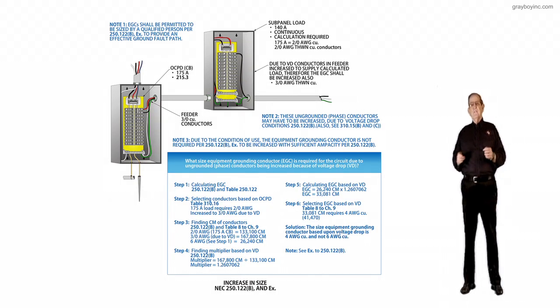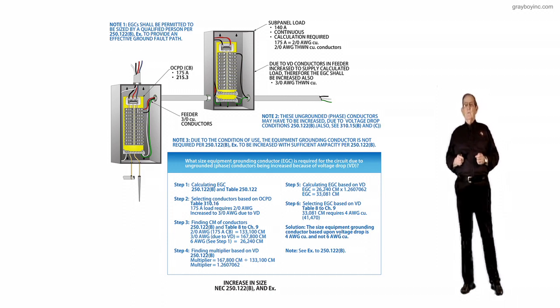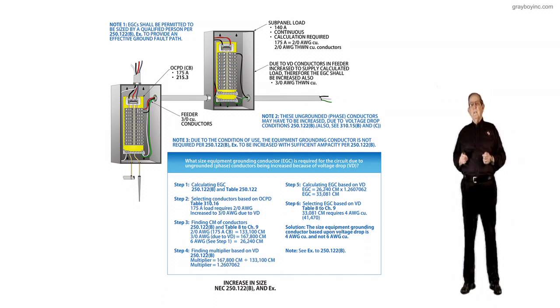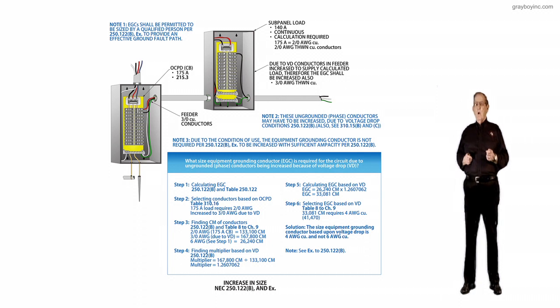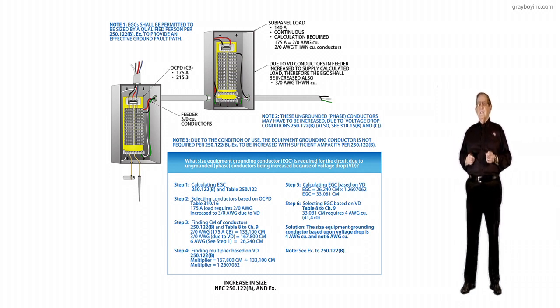This illustration deals with increased in size, 250.122(B), as in boy, an exception. The purpose of the change here was to provide a revision to what this section was really requiring. And the revision has been made to clarify the requirements for increasing the size of ungrounded conductors for any reason other than required by 310.15(B) or 310.15(C).